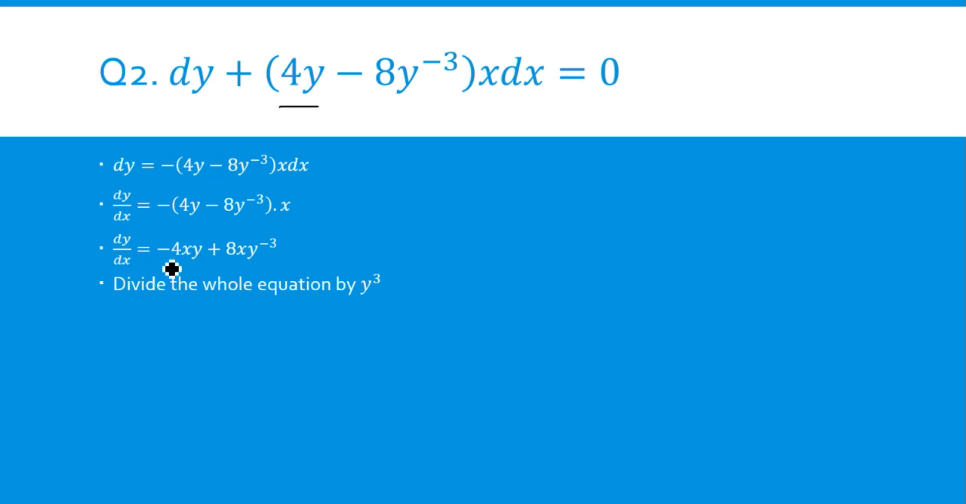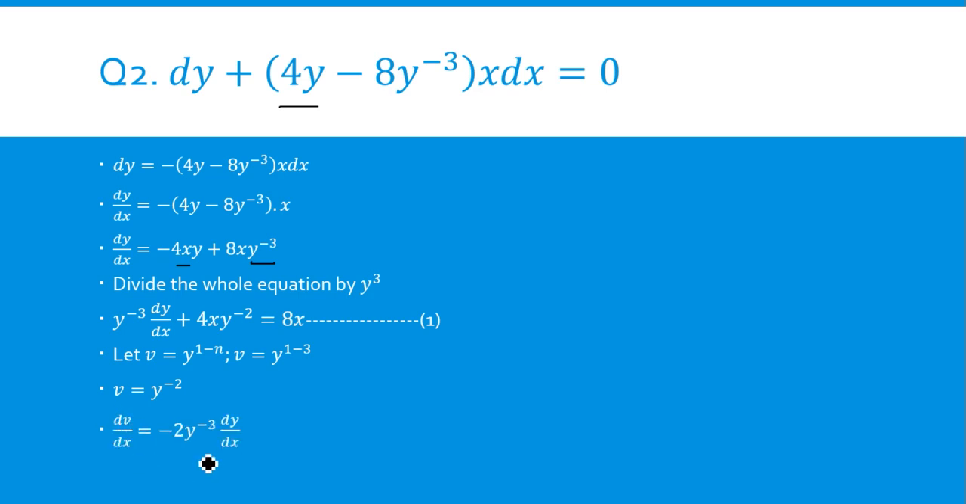Now if we take this part to the left hand side, we are given the Bernoulli equation, wherein y to the power minus 3, n is minus 3. So we divide the whole equation by y to the power 3. After dividing, we get this equation. Now we first have to use the transformation y to the power 1 minus n is equal to v, which is y to the power minus 2. Now we differentiate with respect to x, and we get this answer.